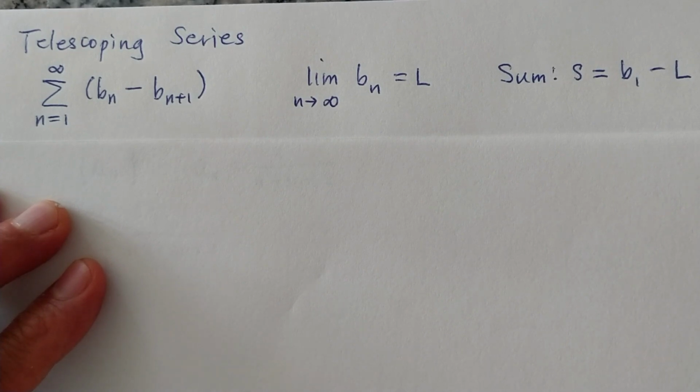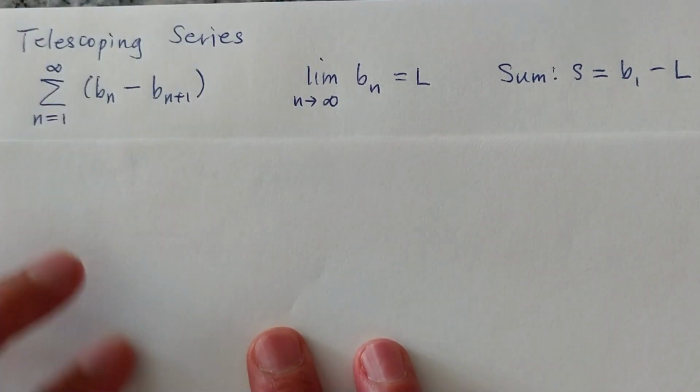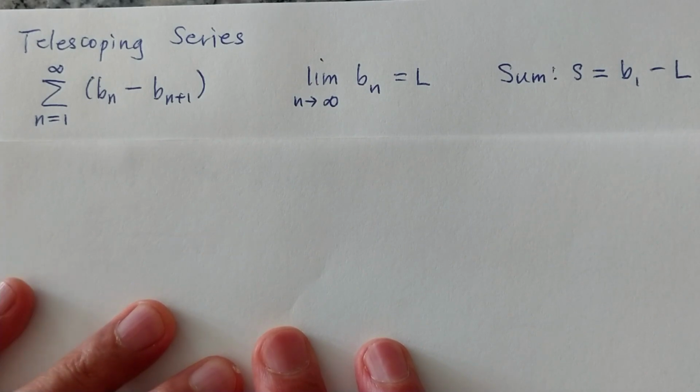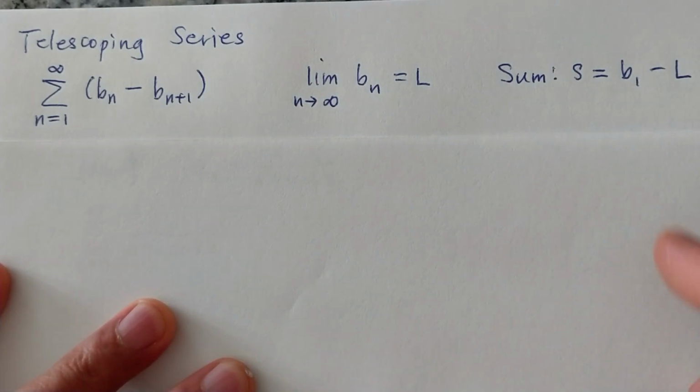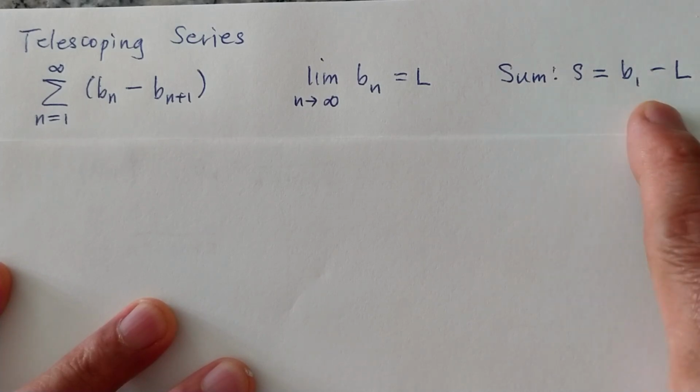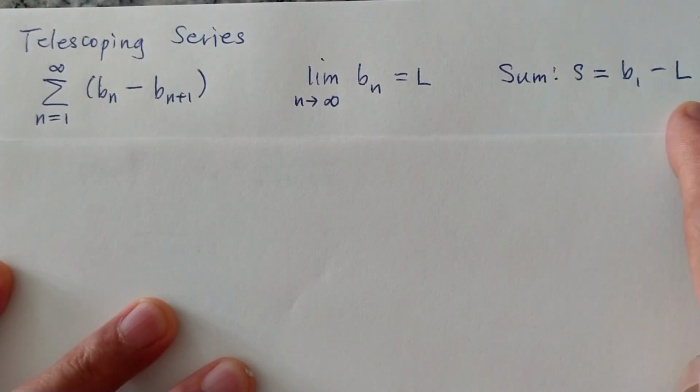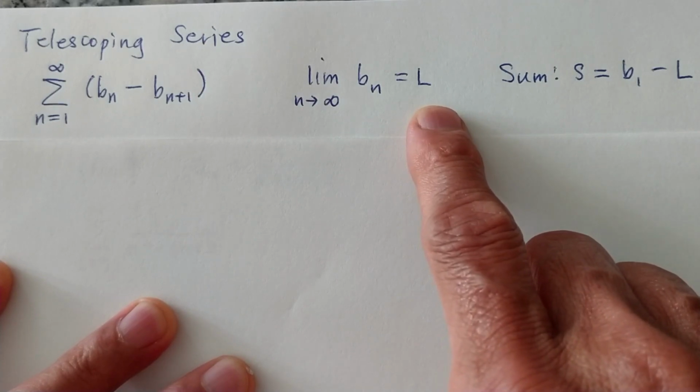Okay, so let's look at telescoping series. This series is of the form b sub n minus b sub n plus 1, and the sum is equal to b sub 1 minus L, where L is the limit of b sub n.